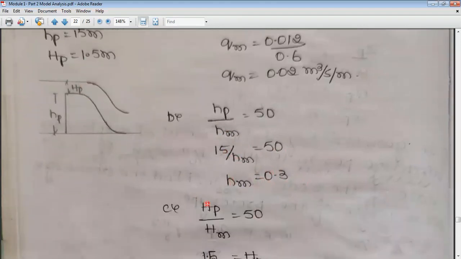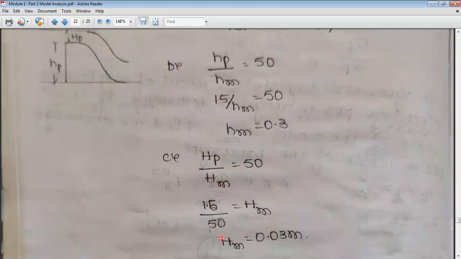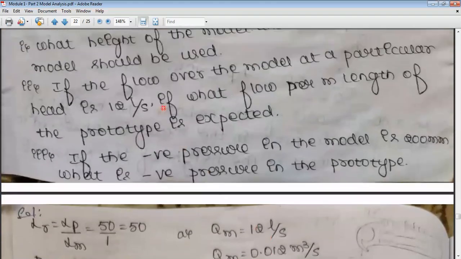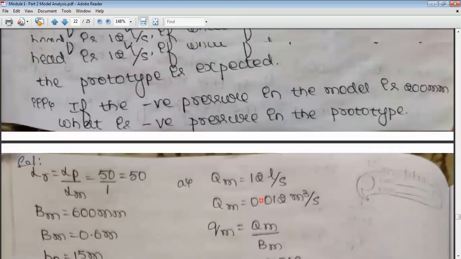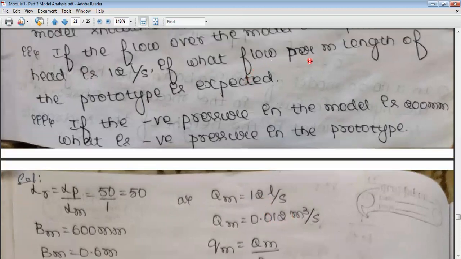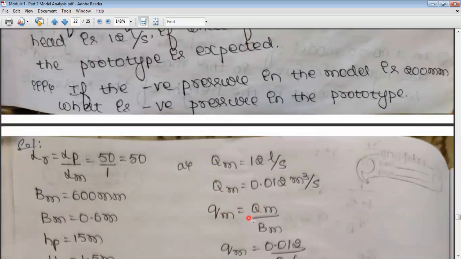Similarly, for the head of the water, HP by HM, again it is 50 because the unit is also meter here, you observe. So therefore, the head on the model is 0.03 meter. Next, he has asked you to find the discharge if the flow over the model is given. Therefore, it is discharge. He has given model QM is equal to 12 liters per second. Divide by 1000, it is 0.012 meter cube per second. And what flow per meter length he has asked means it is small qM. Small qM is equal to capital QM divided by width. What width you have to use? That width he has already given. Width of the flume is 600 mm, that is 0.6 meter.